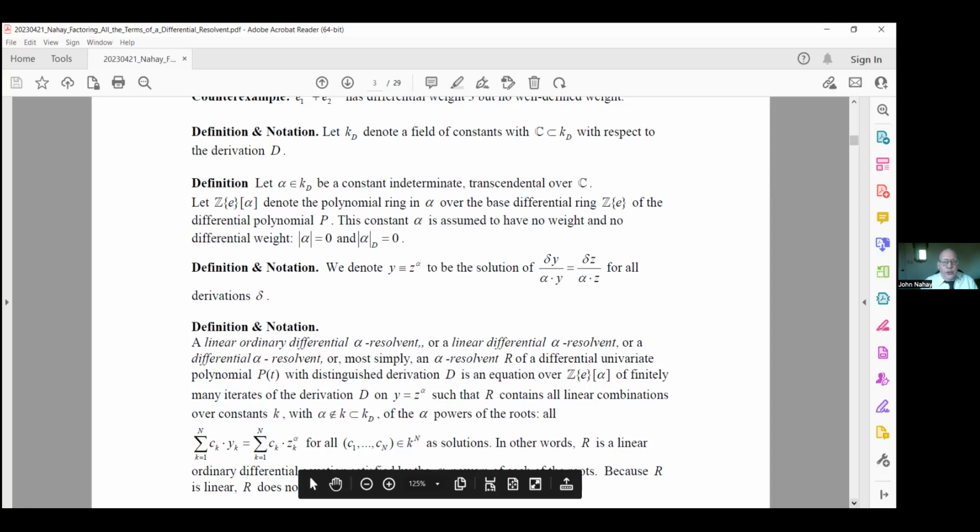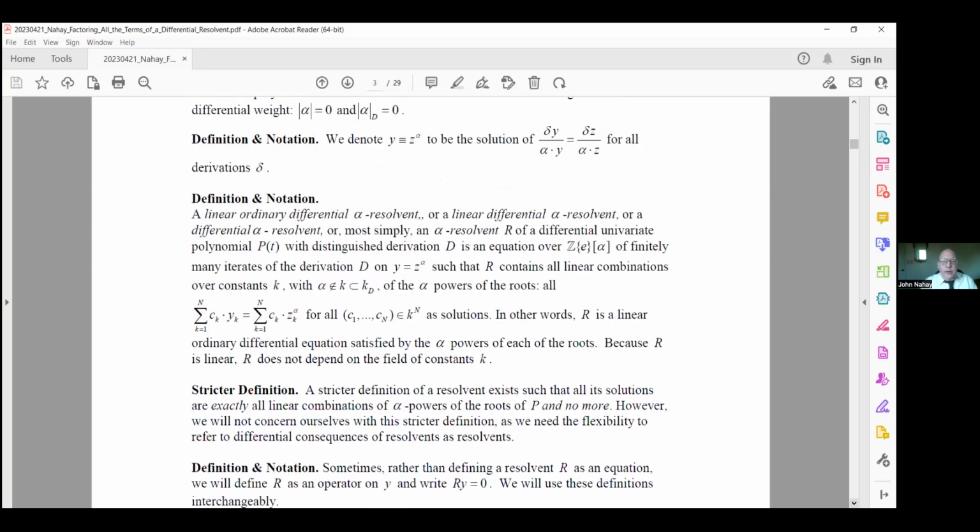A linear ordinary differential resolvent, alpha resolvent, or a linear differential alpha resolvent, or simply an alpha resolvent of a differential univariate polynomial with distinguished derivation D is an equation over the polynomial ring in alpha and the base differential ring of finitely many iterates of the derivation D, such that R contains all linear combinations over constants K of the alpha powers of the roots, except that alpha is not in these constants. So the constants don't contain alpha.